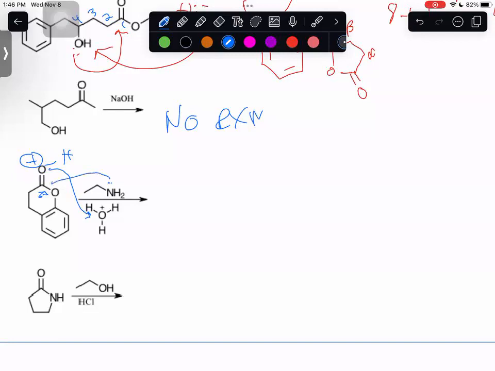Electrons on nitrogen attack my carbonyl. That O gets protonated as well. So eventually, yes. Okay, nitrogen. Add a little hydrogen to that nitrogen. There you go. That's it. Great job. You got it.